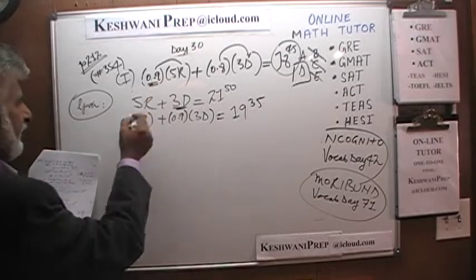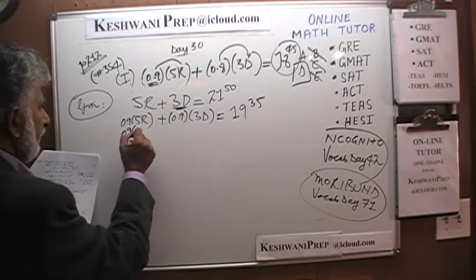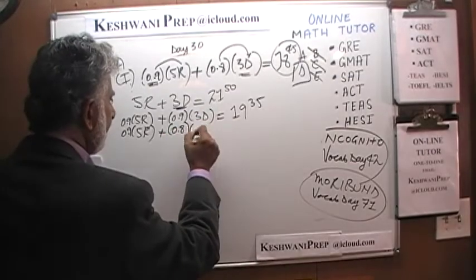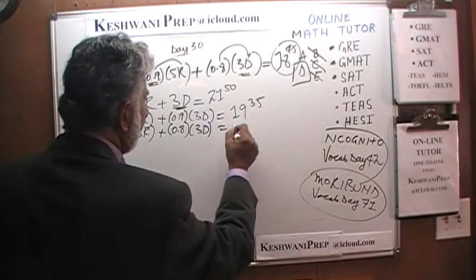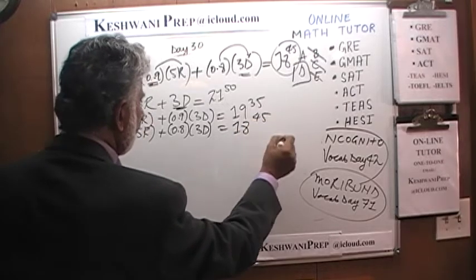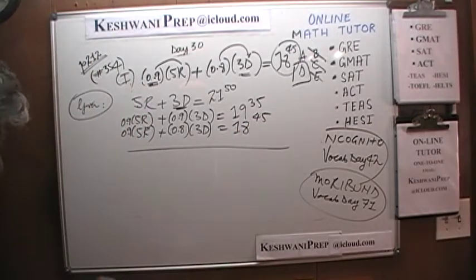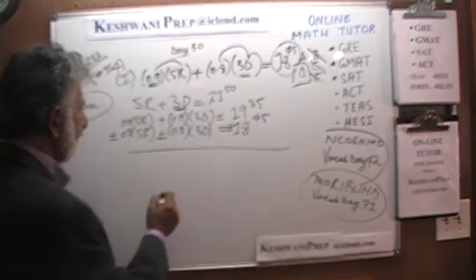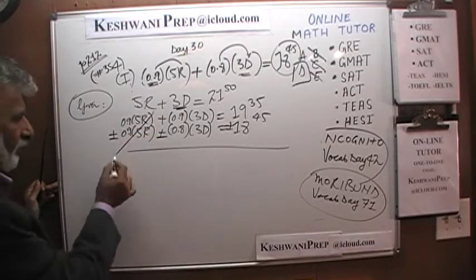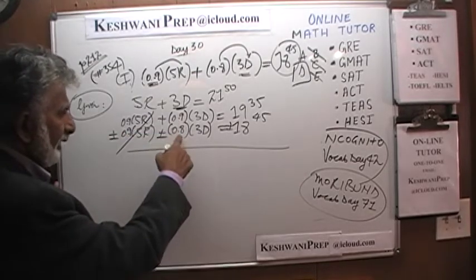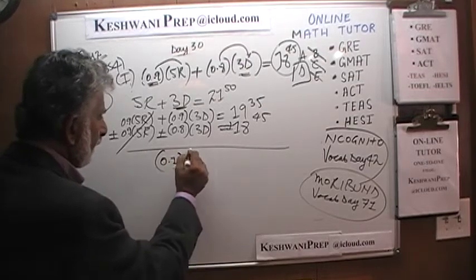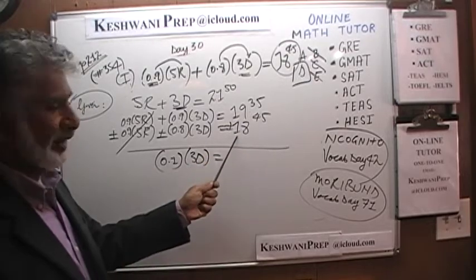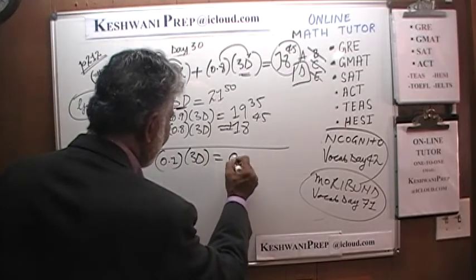And the original equation is right here, 0.9R from the first statement, 5R plus 0.8 and 3D equals 1845. We're almost done. Let's subtract the second equation from the first equation. So if you do that, 0.9 times 5R is going to drop out. That was the whole point. And here we have 0.9 and 0.8. So we're going to have 0.1 times 3D equals 1935 minus 1845 is simply 90 cents.